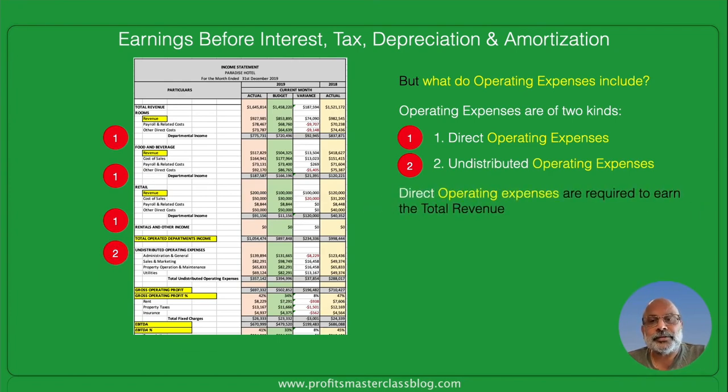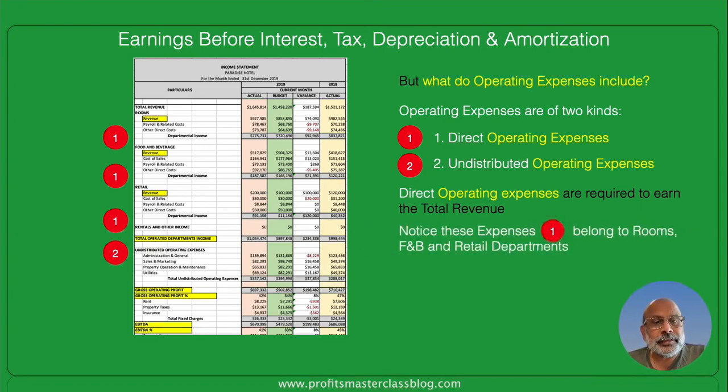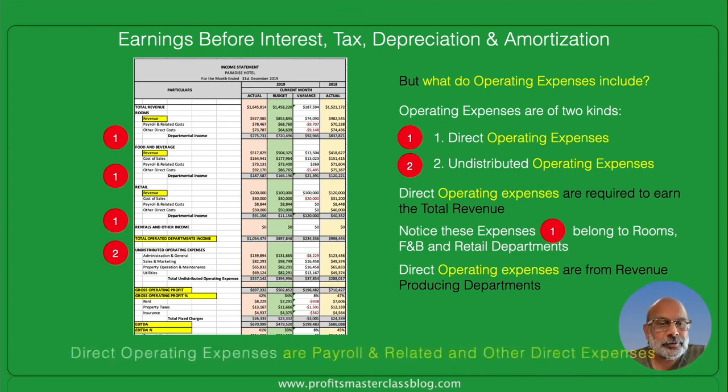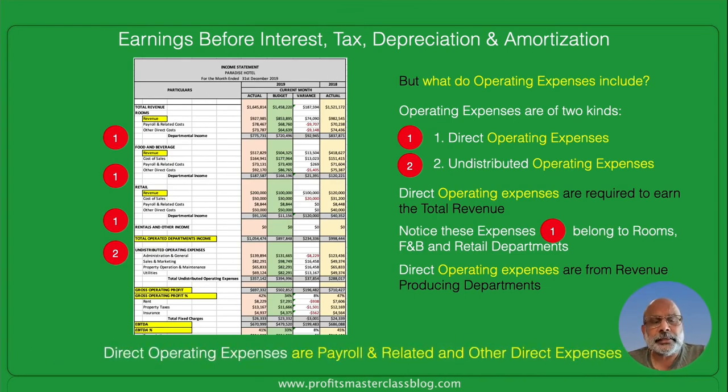Direct operating expenses are expenses you must incur to earn that total revenue. And notice that these expenses, which are marked number 1, belong to rooms, food and beverage, and retail departments. Why? Because direct operating expenses are from revenue producing departments. Now, direct operating expenses generally take the form of payroll and related and other direct expenses.